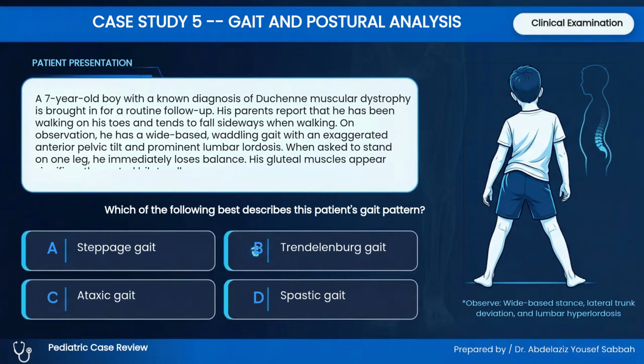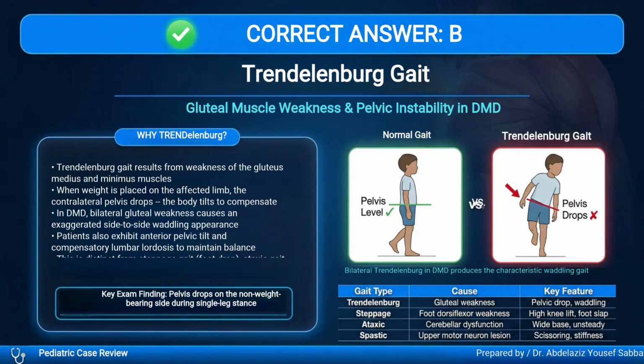Option A, steppage gait. Option B, Trendelenburg gait. Option C, ataxic gait. Option D, spastic gait. The correct answer is option B, Trendelenburg gait. Trendelenburg gait results from weakness of the gluteus medius and minimus muscles. When weight is placed on the affected limb, the contralateral pelvis drops and the body tilts to compensate.